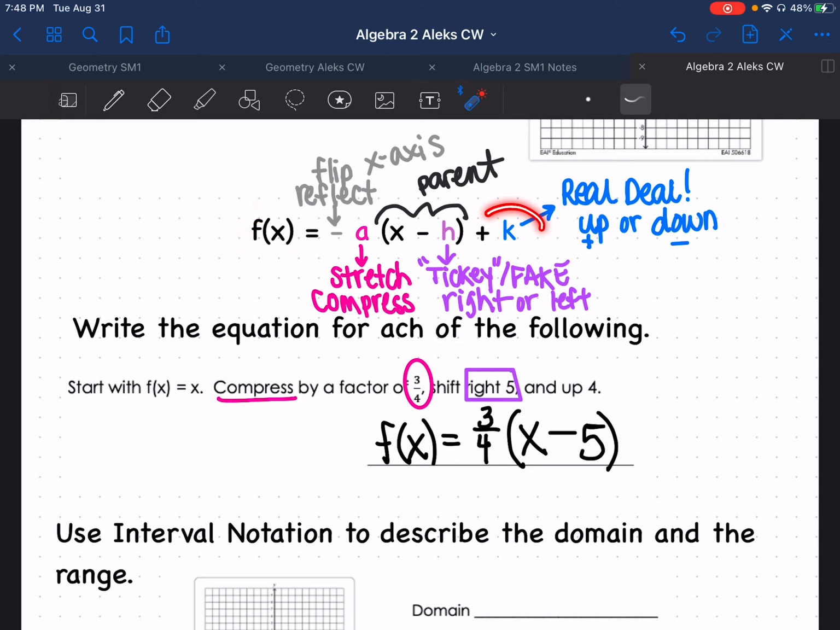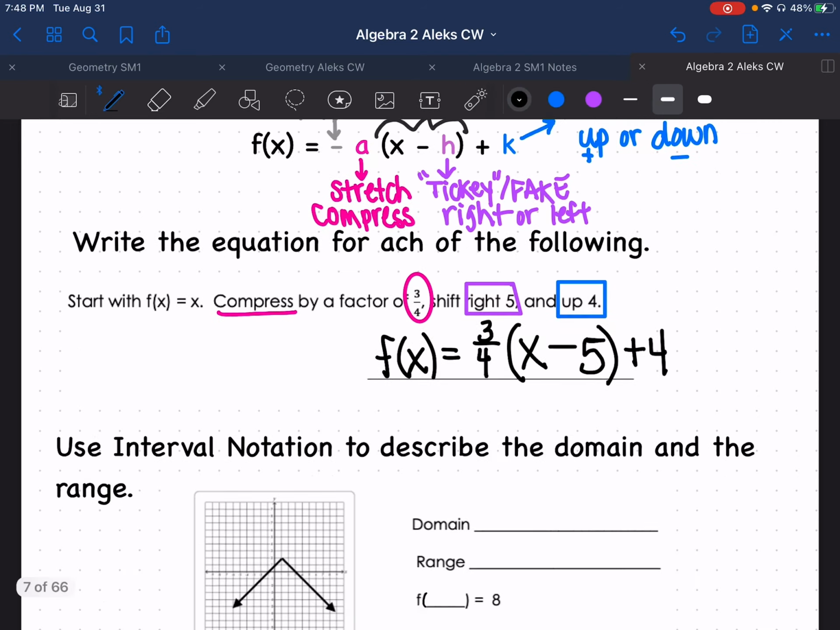So the last thing I'm looking for right here is my real deal, up or down. Let's see what it says. And up 4. It's the real deal. I think up is plus 4, so I'm going to go ahead and put plus 4. That's it. I'm done. Okay, remember there's nothing to add to that linear function, but if I had a quadratic, which hint, hint, you could have on the quiz, on the test, you would go ahead and add the square right here to the parent.